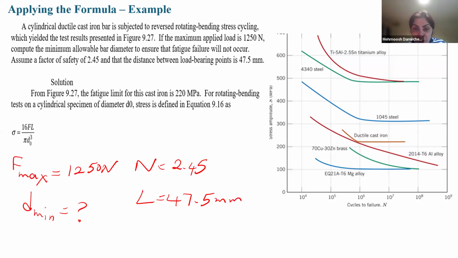You see here we have different materials, for example titanium, 4340 steel, 1045 steel, and here is the ductile cast iron that we focus on. In this curve, it is the S_fat, or fatigue limit stress. If I read that, it comes here, about 220 megapascal, okay? Remember this equation from the previous slide, sigma max is 32 FL per pi d cubed. Okay, remember that.